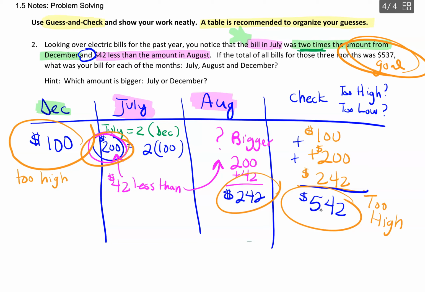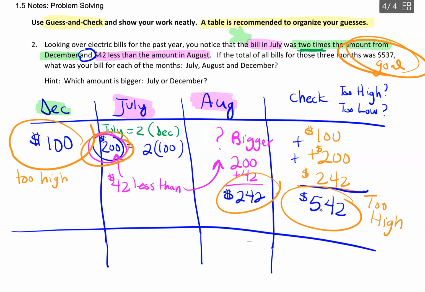So I'm going to just readjust my guess. I'm going to repeat this whole process, but I'm going to adjust my December guess down a little bit. It was too high, so I don't know. Let's guess maybe it was $90. Well, we're not that far off from 1/3. That might be too much. Let's guess it was $95. Okay, if December was $95, and July is 2 times the amount from December, I'm just going to double that. Okay, so I'm doubling that, and I get that July has to be $190.